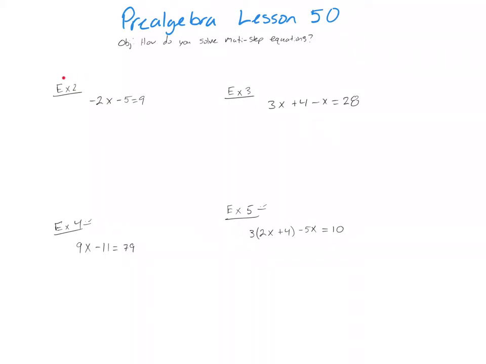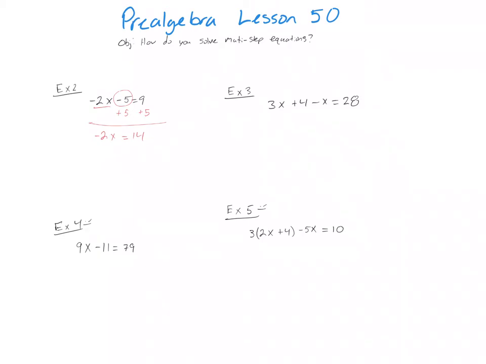So let's start here with this one that's like example 2. This one right here has the x in it, and this one does not. So I need to get that one that does not to the other side. The opposite of subtracting 5 is adding 5, so I'm going to add 5 to both sides. So left-hand side, I have that negative 2x. The right-hand side, I have 9 plus 5, which is 14.